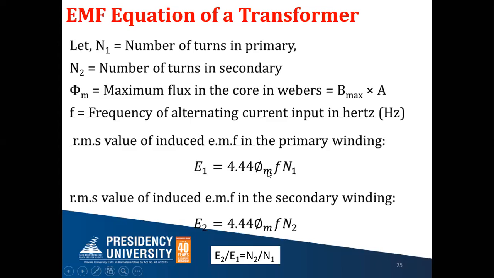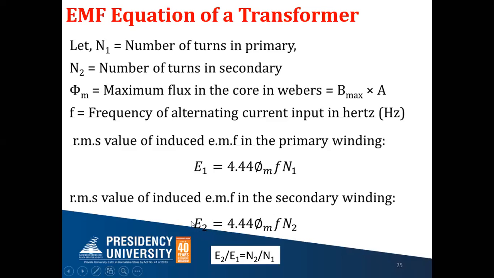This constant phi m, I hope you know what phi m is. Maximum flux in the core, expressed in Webers. That is always equal to B max into A, where B max is the maximum flux density into the area of the core. The unit of maximum flux density is Tesla, Weber per meter square, and the area will be in meter square. And F is the supply frequency of the input current. And here I mentioned N1. 1 represents the primary side because we are talking about the primary side. So E1 means here it will be N1. N1 is the number of turns in the primary winding.